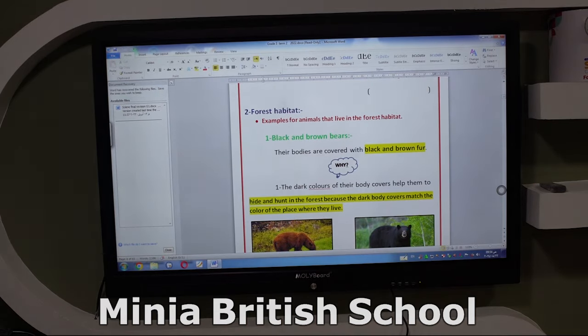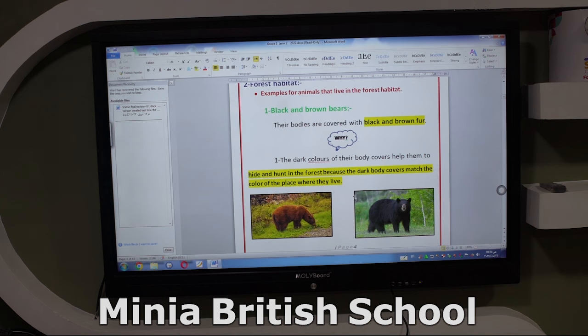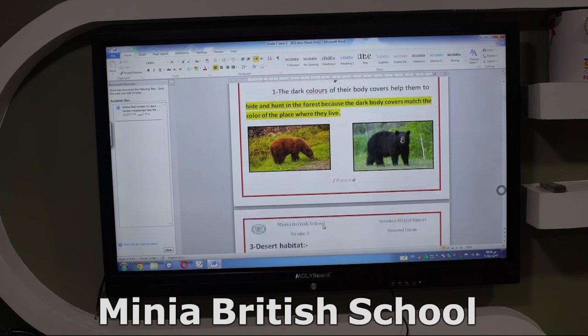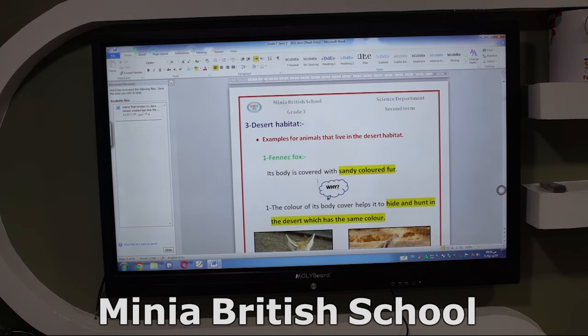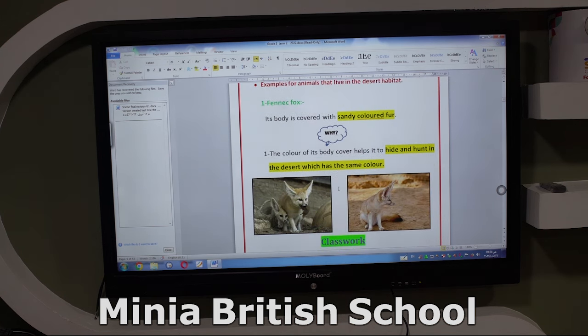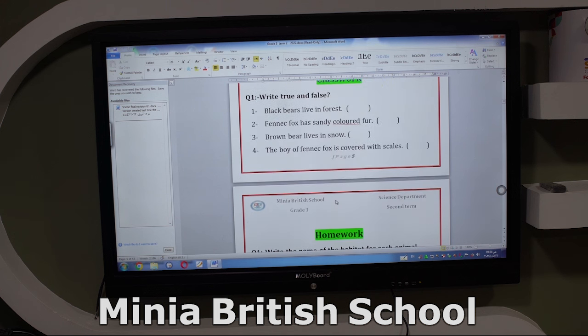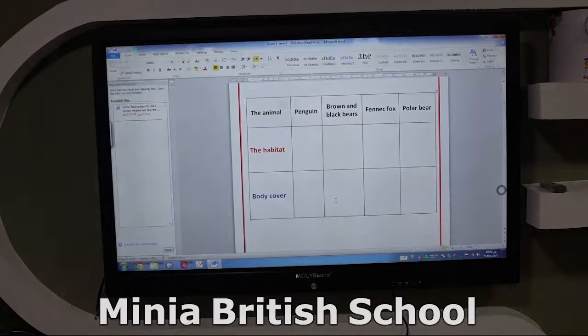Okay? Next habitat, the forest habitat. We have here the black and brown bear, and they are covered with black and brown fur. Next, it's desert habitat. We can see here the fennec fox. The fennec fox can live in the desert habitat. And its body is covered with sandy colored fur. Why? To hide and hunt in the sand. In this lesson, we talked about only these 3 habitats.